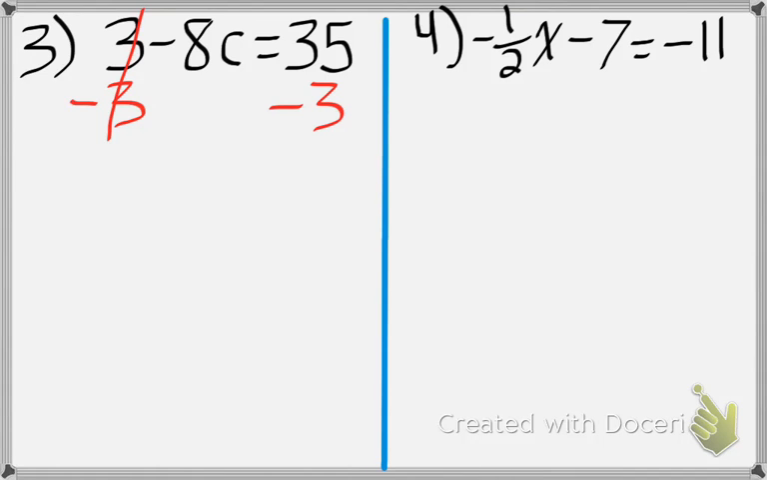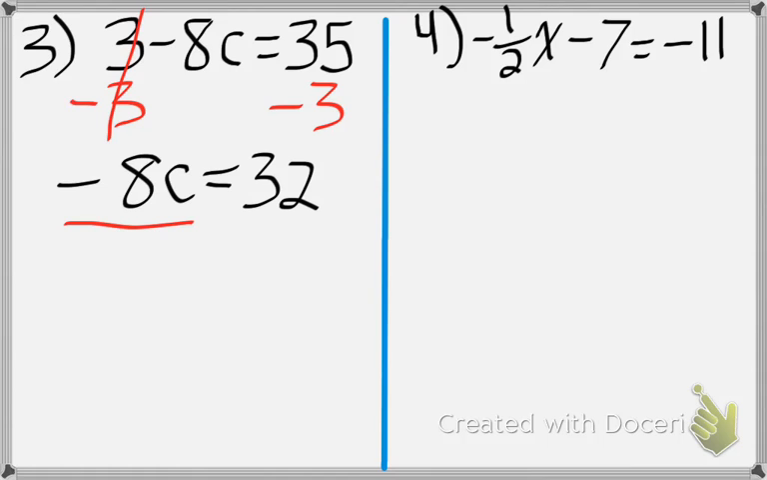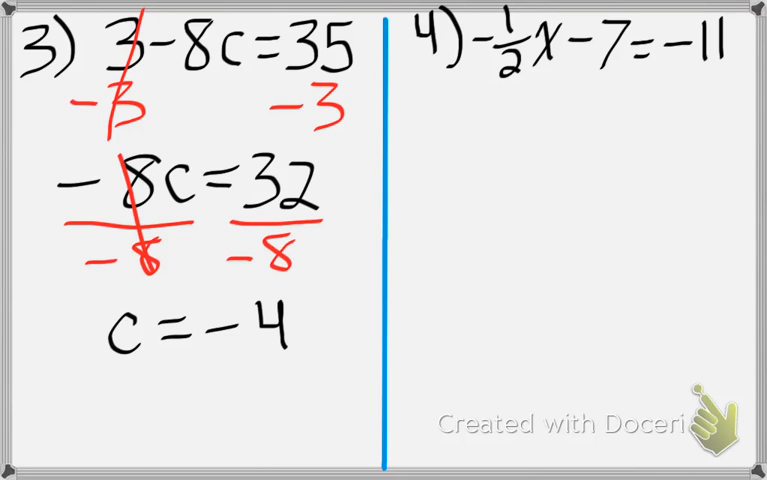And if you do that, on the left side, this is important. That's not just 8c, that's negative 8c. So on the left side, we have negative 8c equals, and on the right side, we have 32. So now you just have one step remaining. So divide both sides by that coefficient. I'm using a fraction bar just for funsies. It doesn't matter which way you do it. So that cancels. So on the left side, you're left with c equals, a positive divided by a negative is a negative. 32 divided by 8 is 4. So the answer is c equals negative 4. That's our final answer to number 3.